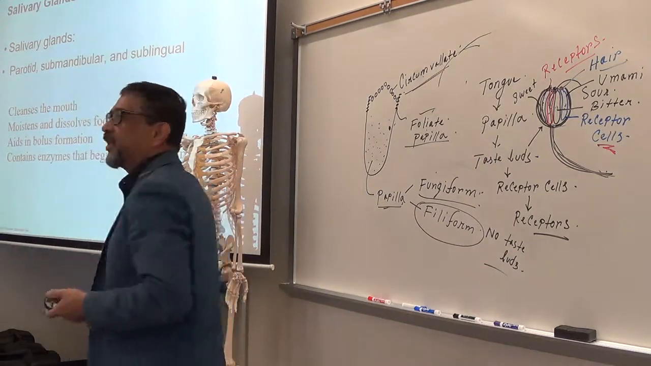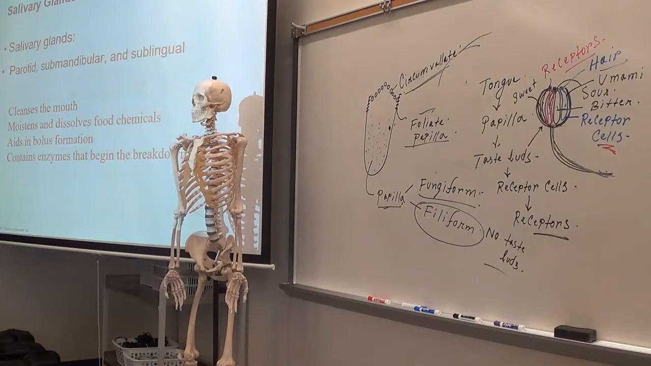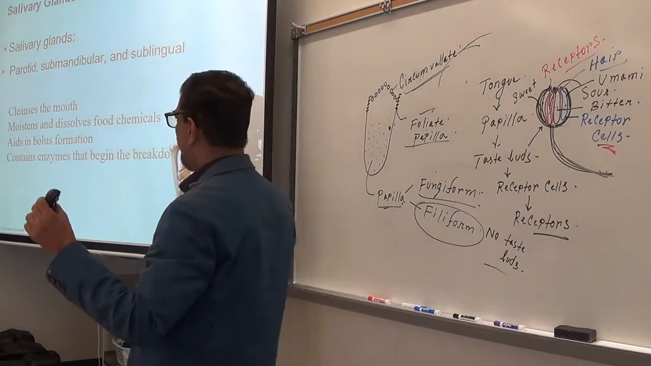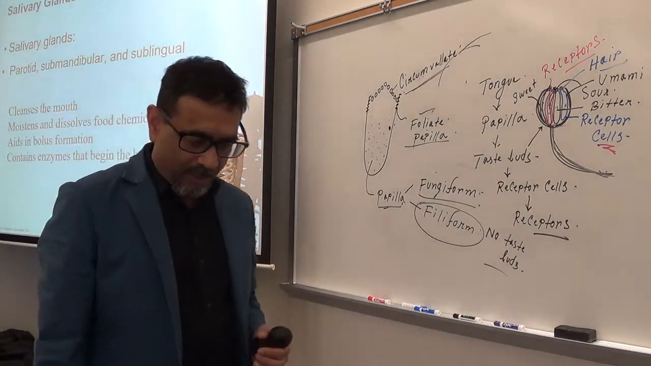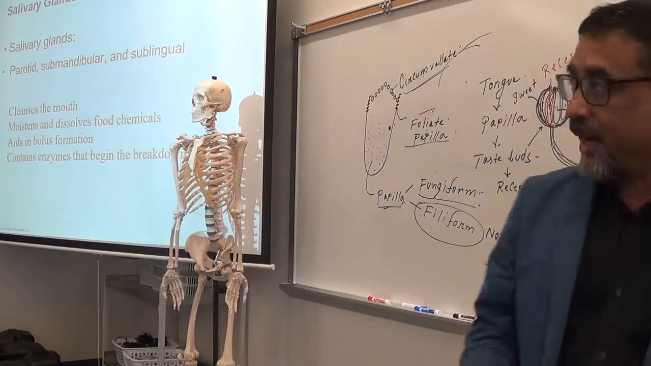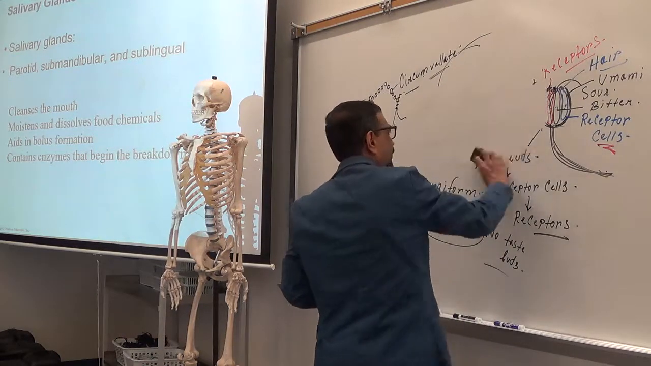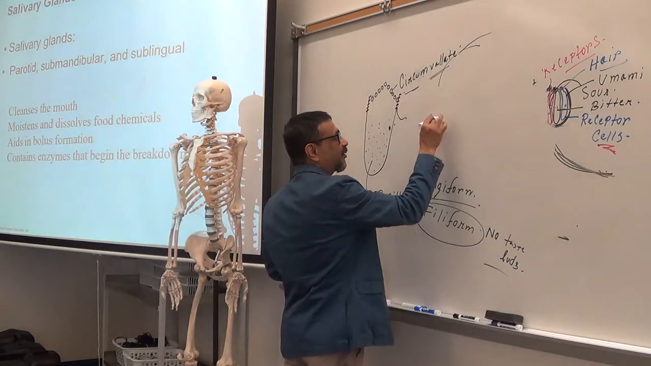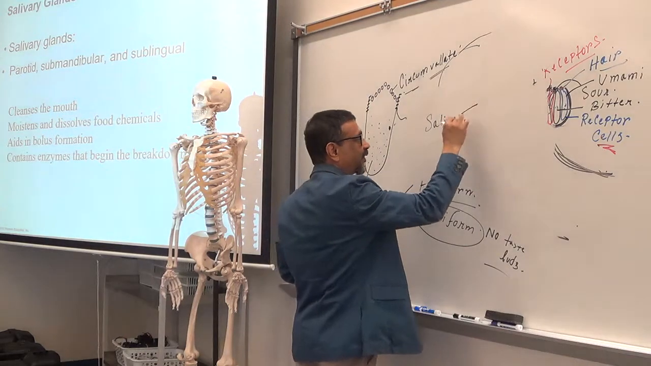Salivary glands. Three types of salivary glands are around the mouth or oral cavity, and they release saliva. Saliva is the fluid or liquid secretion that is very important for two reasons. Saliva comes from three glands.